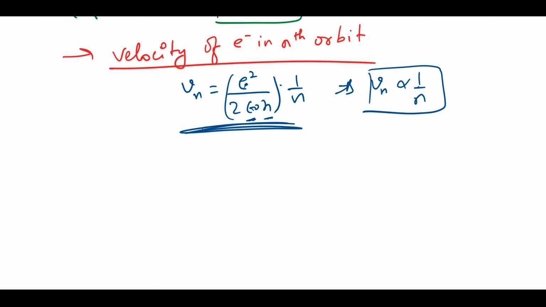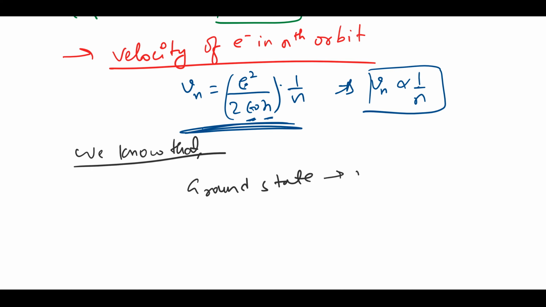We know that the ground state is n equals 1, and the first excited state is n equals 2. So ground state and first excited state are n equals 1 and n equals 2.